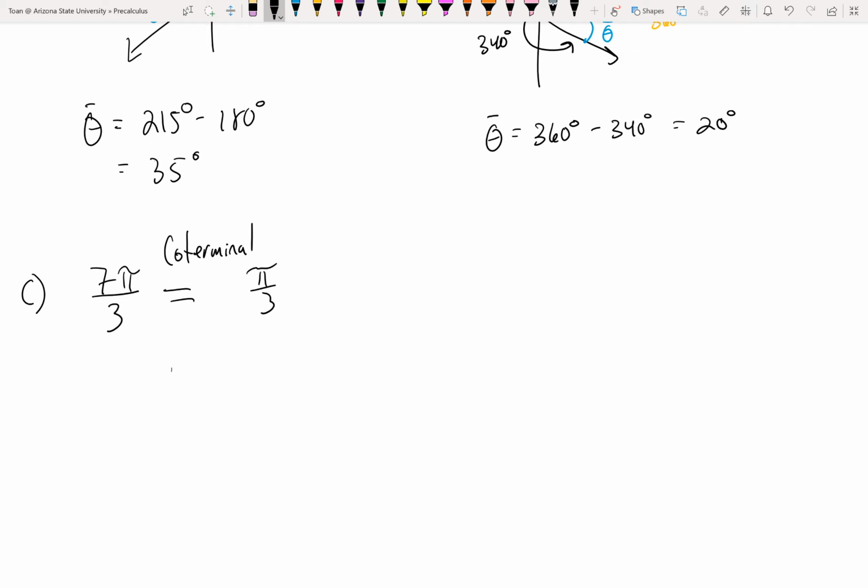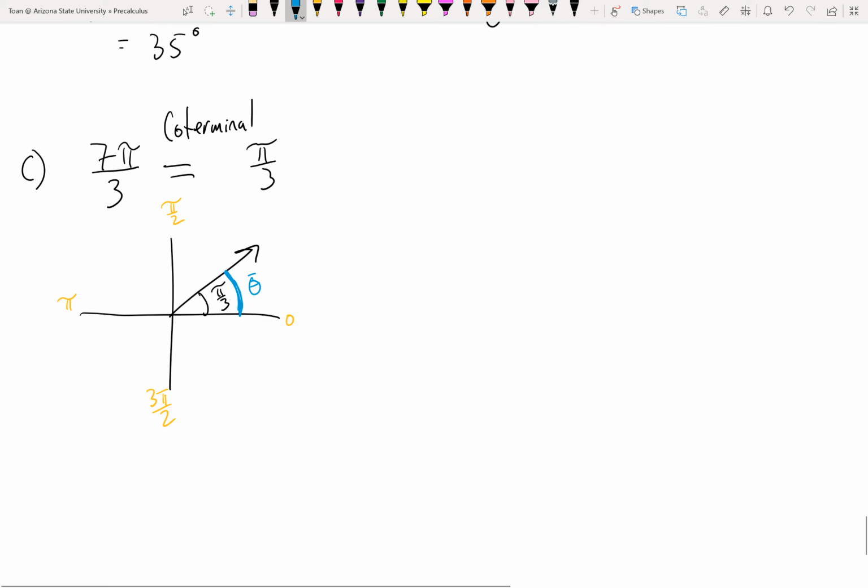If I imagine where pi thirds is, remember in the radian system, this is 0, pi halves, pi, 3 pi halves. I know that pi thirds is somewhere in the first quadrant, so this is pi thirds. Well, the reference angle is always to the x-axis, so do you see how that's the same angle? This one is pretty easy. We don't have to do any math. Since it's in the first quadrant, the reference angle is pi thirds.